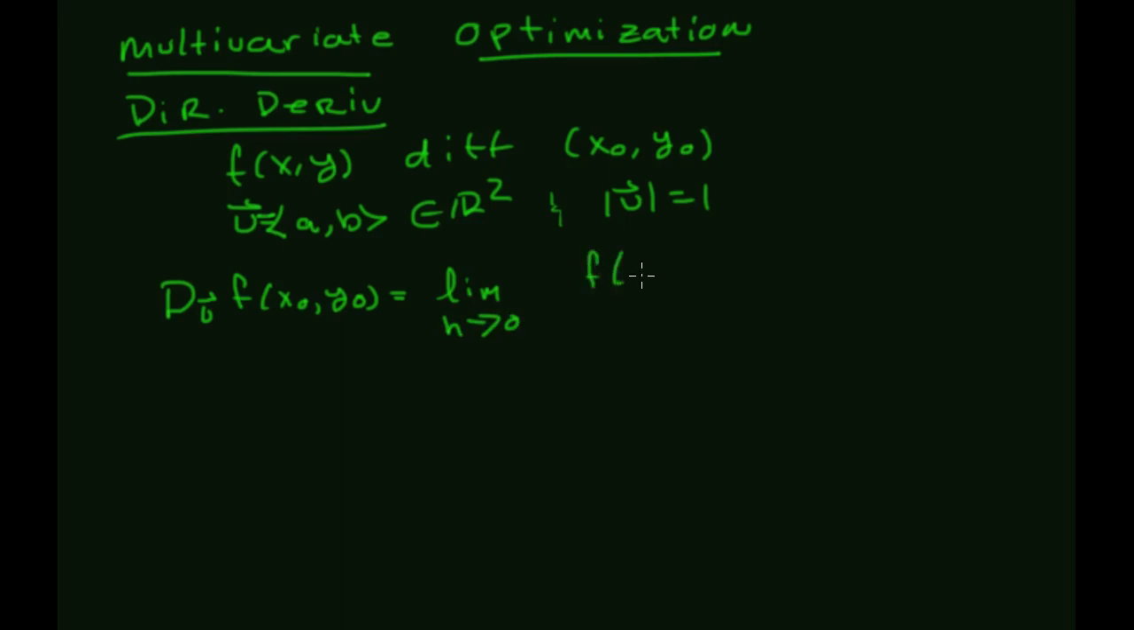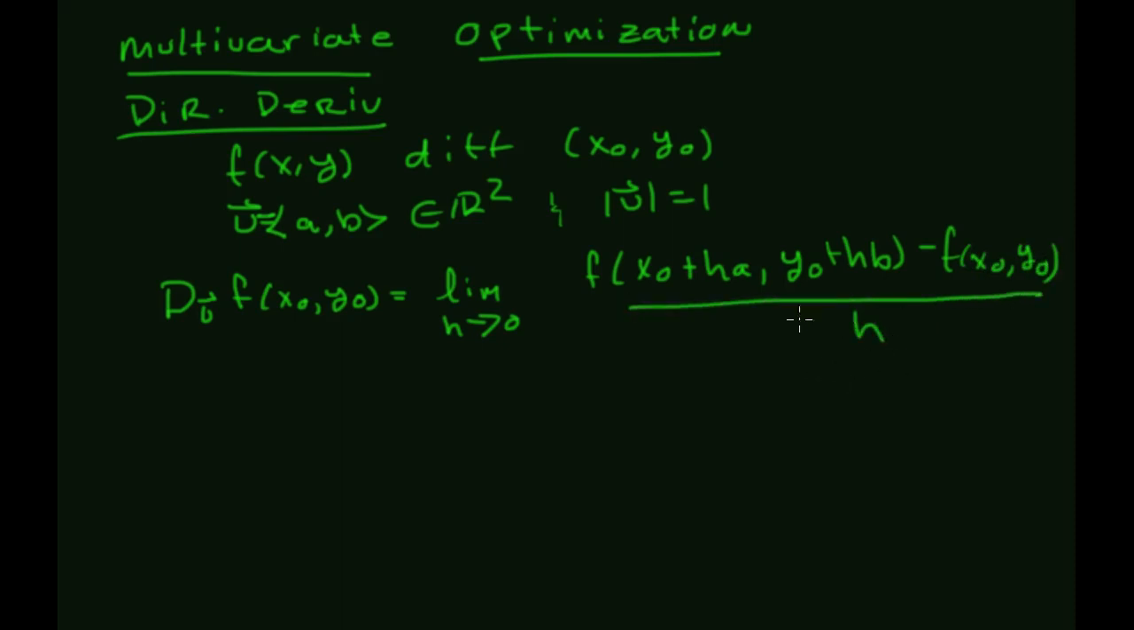And what we're going to do is move a little bit here, right? So we're going to move off of x null a little bit toward a, so that's h times a. And we're going to move a little bit in the y direction toward b, h times b. And then we're going to subtract where we were originally, f of x null, y null, and that's all over h. So it follows the classic formulation of a derivative, except we're moving both the x and the y, and we're letting this vector AB determine where we're going.